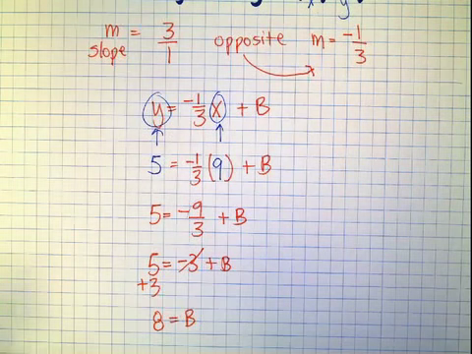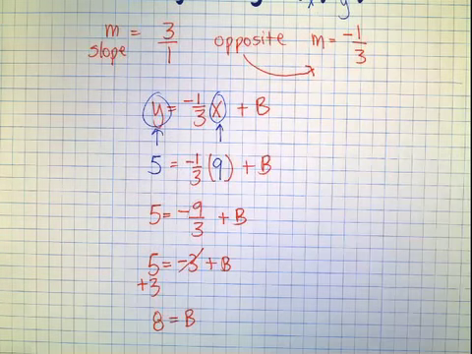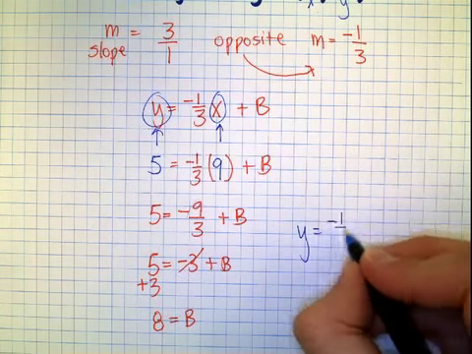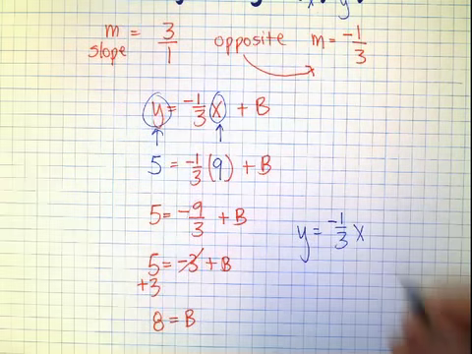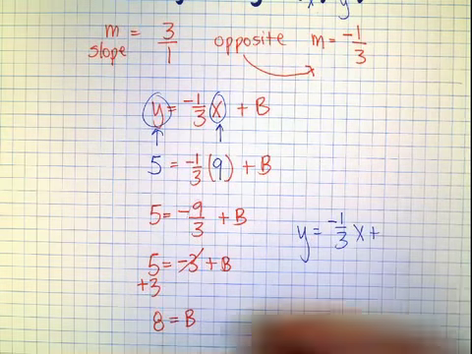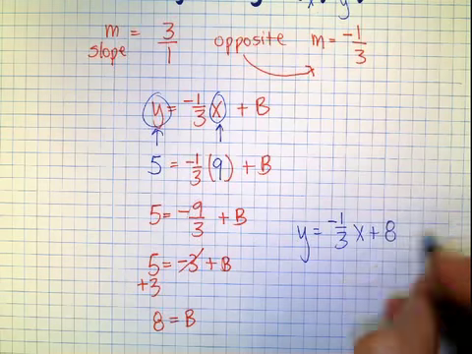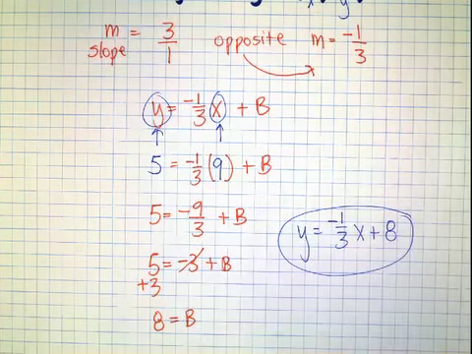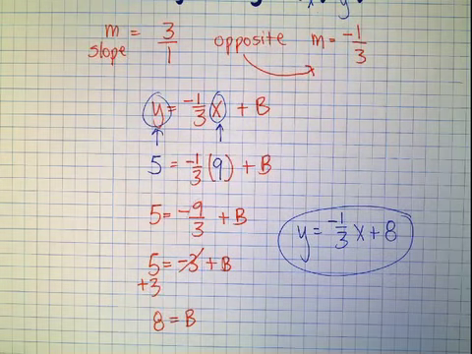Remember, that's not your final answer. It said to write an equation of a line. So my final answer is the rule. Y equals negative 1/3 x, remember it was the opposite slope, plus, we just found the b is 8. So y equals negative 1/3 x plus 8. That's my final answer. So hopefully that helps a little bit.